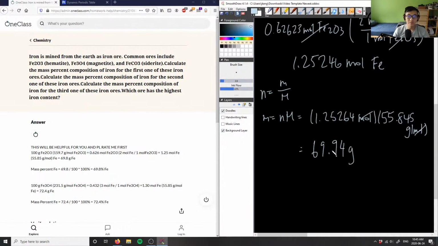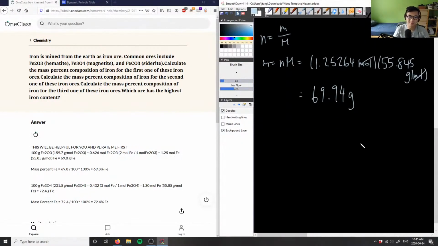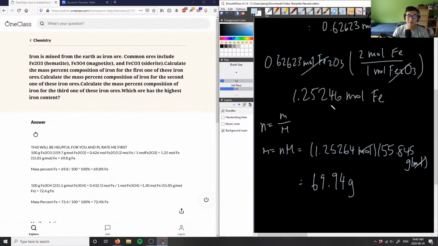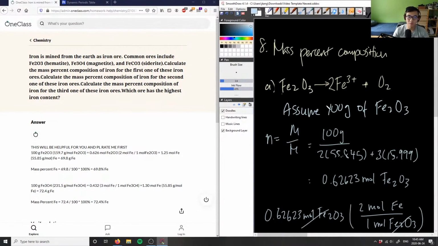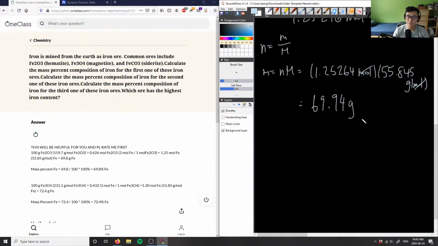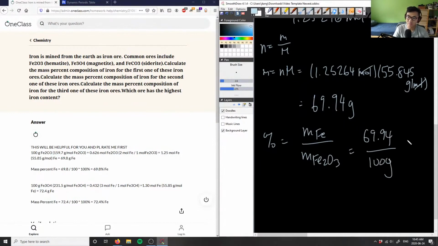Then we can simply calculate the mass percent. The mass percentage of iron is the mass of iron divided by the mass of 100 grams of Fe2O3. So 69.94 divided by 100 grams is equal to 69.94%. And this is our percentage for our first composition.